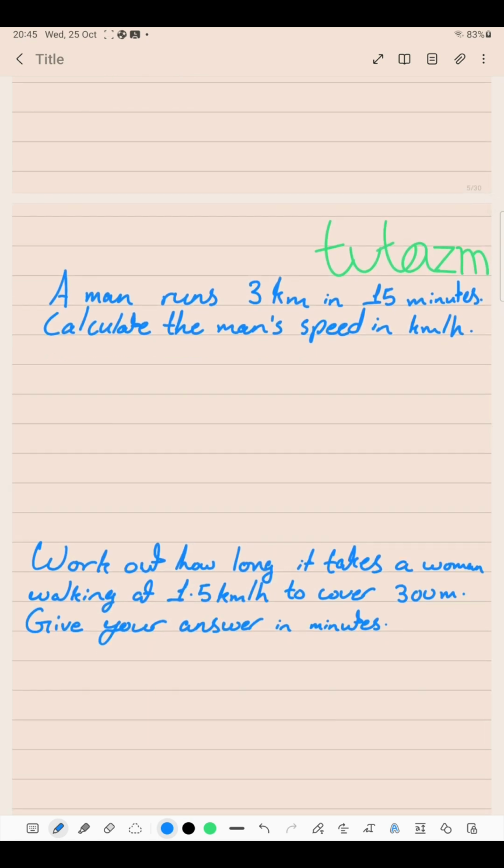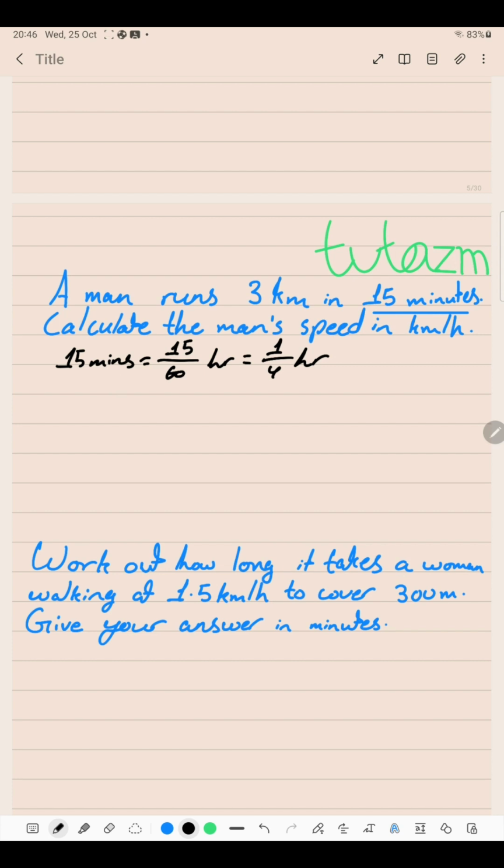So the first question says, a man runs 3 kilometers in 15 minutes. Calculate the man's speed in kilometers per hour. So the first thing that you need to pay attention to here is that the time is given in minutes and we want our answer in kilometers per hour. So the first thing we're going to have to do is convert the 15 minutes to hours. So 15 minutes is equal to 15/60ths of an hour is equal to a quarter of an hour.